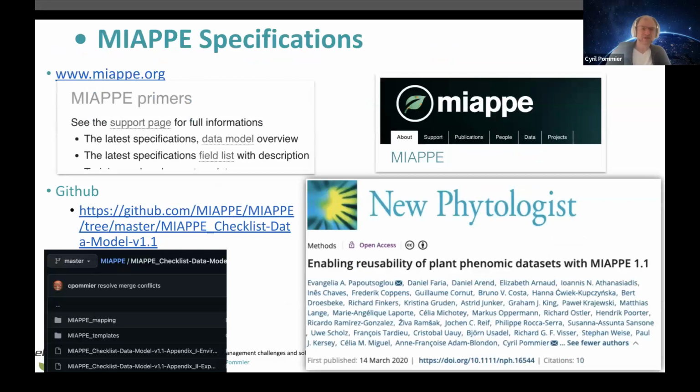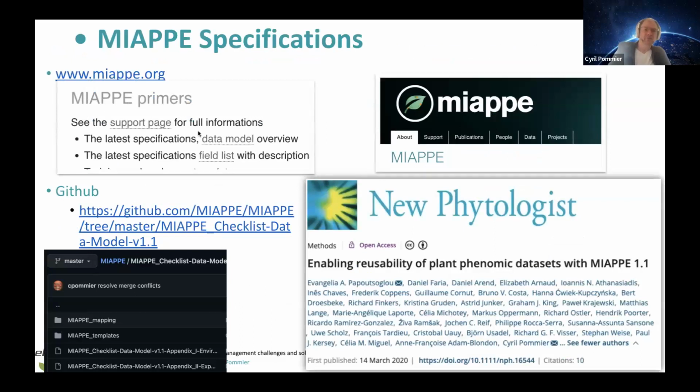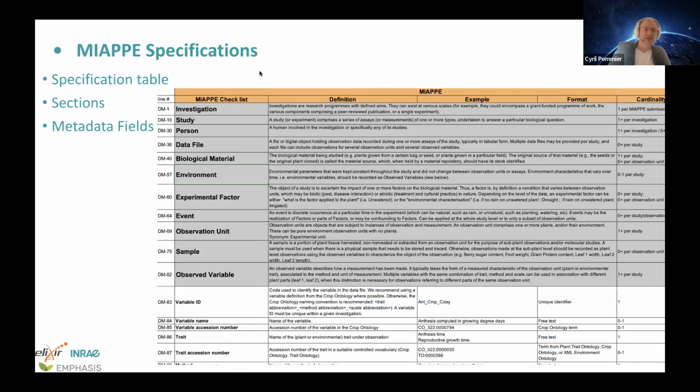The MIAPPE specifications are available on MIAPPE.org through the MIAPPE primers, as well as on GitHub as an Excel template. You can also have an extensive explanation in the last paper, enabling the reusability of plant phenomics datasets with MIAPPE. This specification table has several sections: investigation, study, persons, the list of data files, the biological material, very important. The other very important one is the observed variable at the end. And you've also got environment, experimental factor, events, observation unit, and sample.